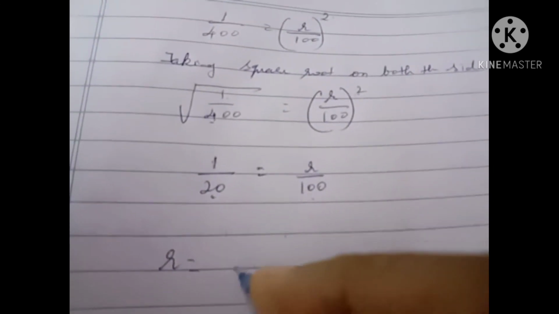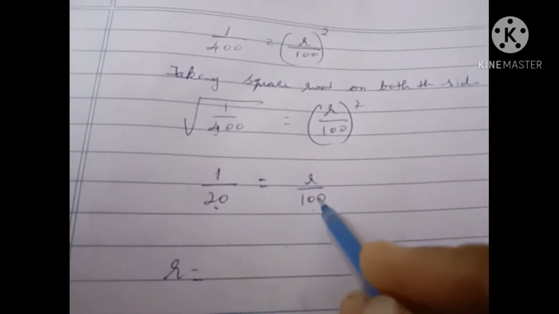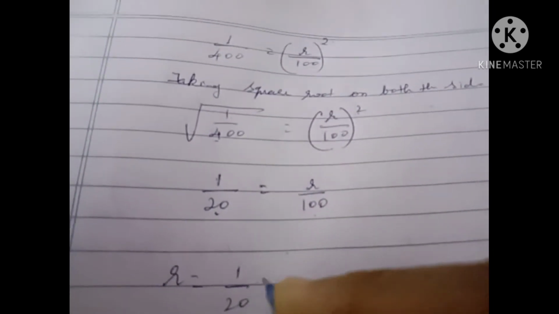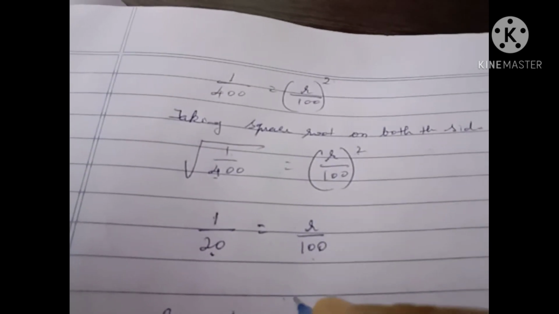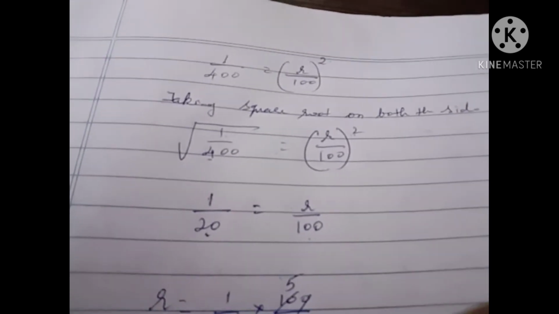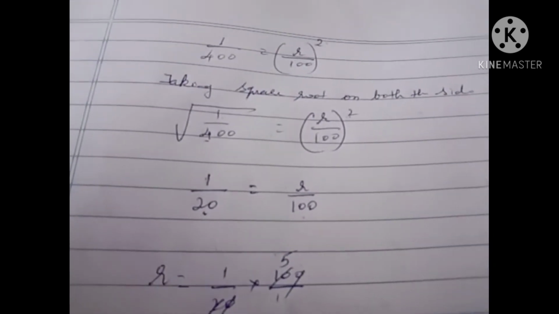R is equal to, if you bring this 1 by 100 to your left hand side, 1 by 20 into 100 by 1. If you cancel here, in the 5 table, 2 table, 2 ones are 2, 2 fives are 10. So R is equal to 5%.